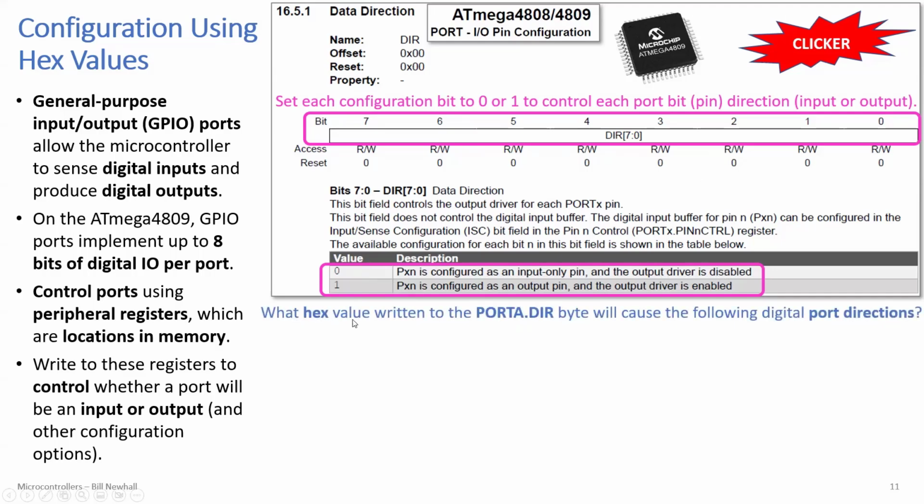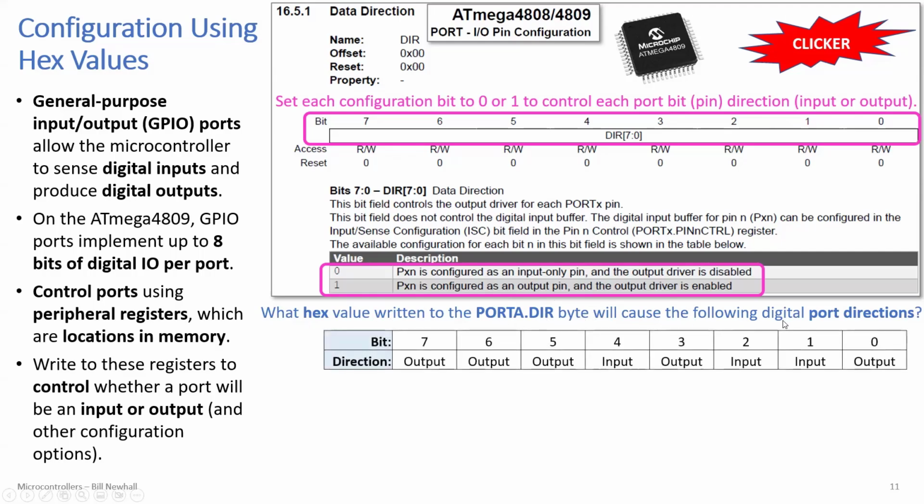So the question is, what hex value should be written to port A.dir? This is a way to access this byte in the Arduino code. You're controlling the direction of each bit of port A, each of the 8 bits. But what value in hex will cause the following digital port directions?